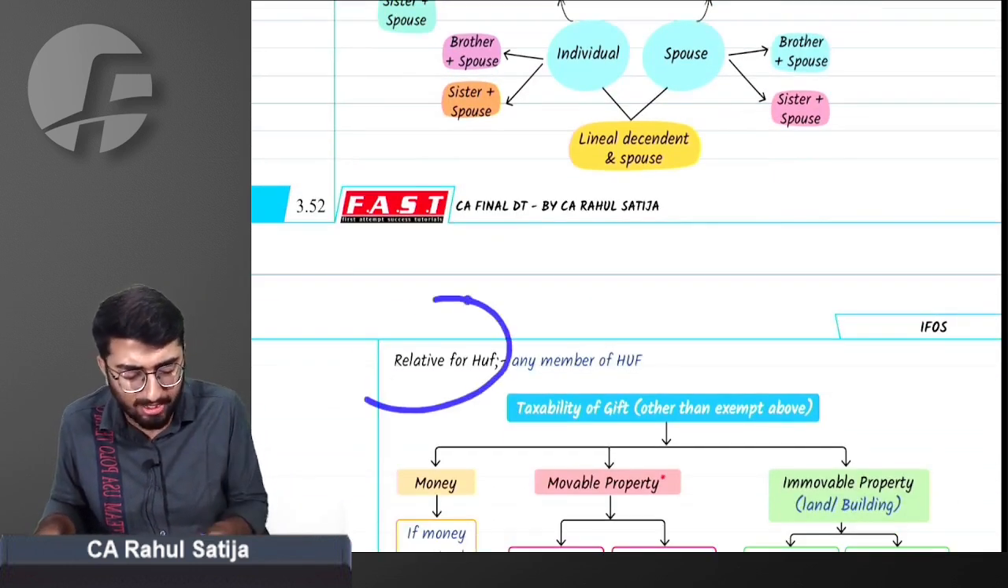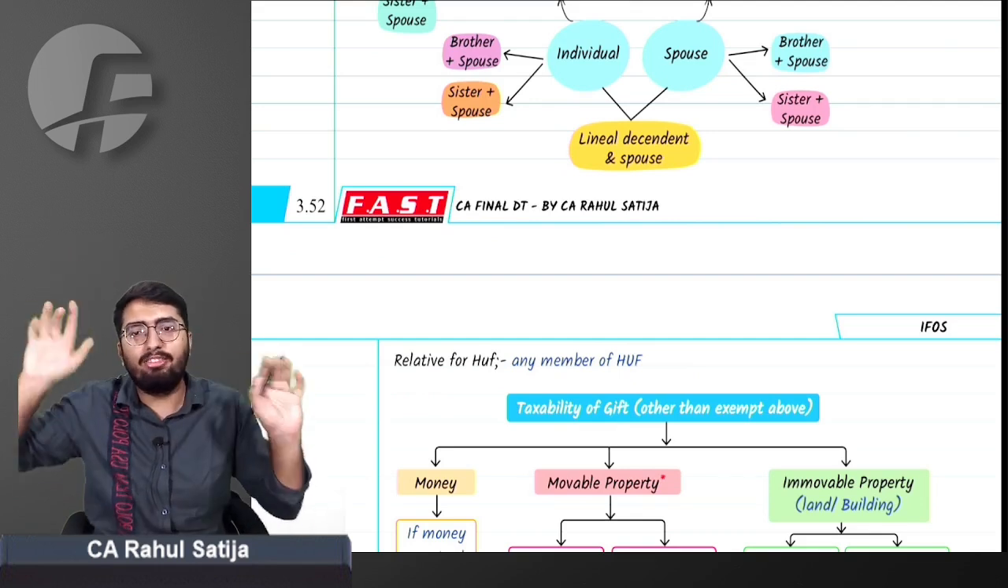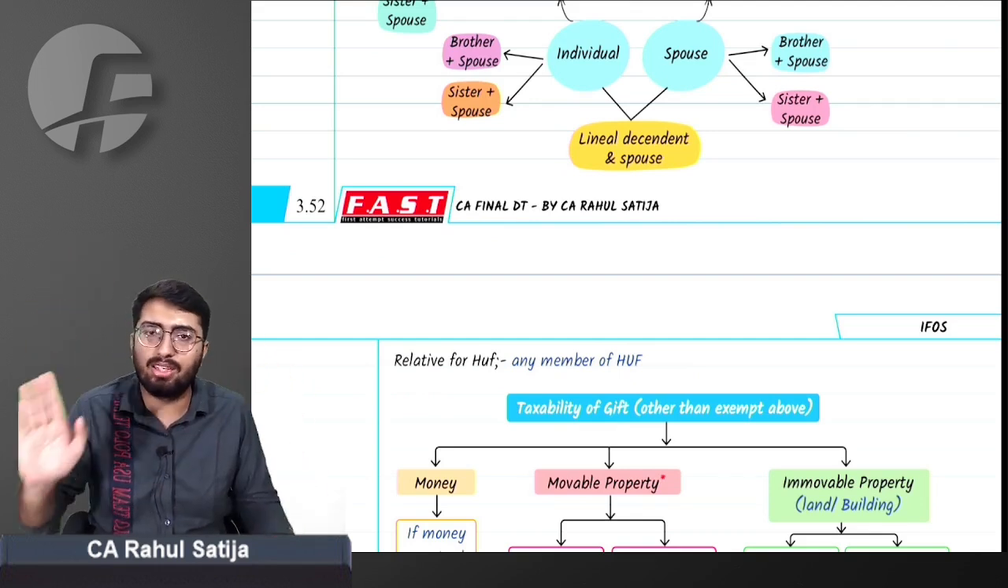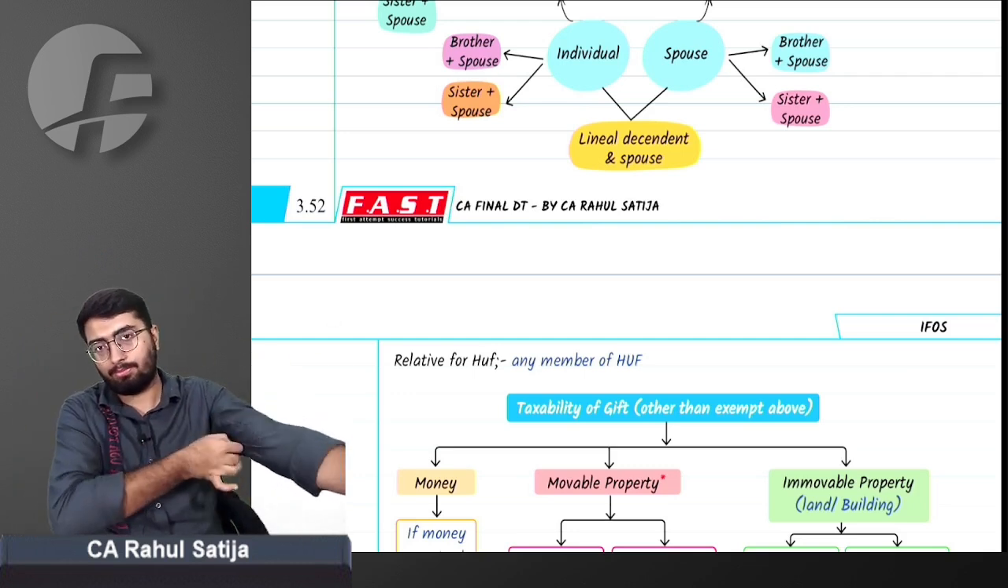For an HUF, who will be a relative? Any member of an HUF will be relative. For example, my father has an HUF. We are having 4 members in the HUF. Every member is related to each other. We will be relatives. Any gift transferred to each other will be exempt.